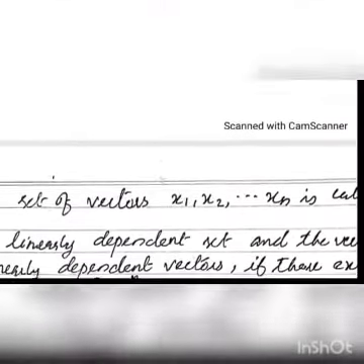And the second one: a set of vectors x1, x2, etc., xn is called linearly independent. This also we have studied. That is, we will say that sigma ai xi equal to 0 implies all ai should be equal to 0, then it is linearly independent. So if there exists at least one ai such that ai is not equal to 0, we will say that it is linearly dependent. Okay, now we can see how it is dealt with in your textbook.